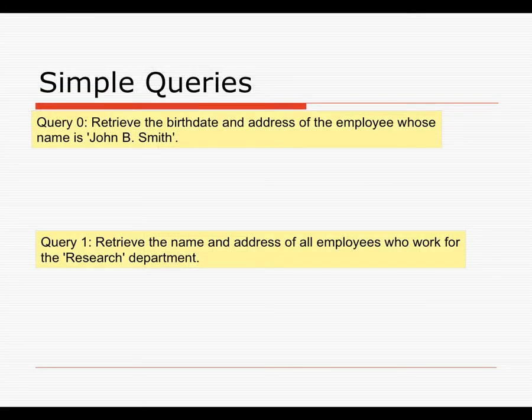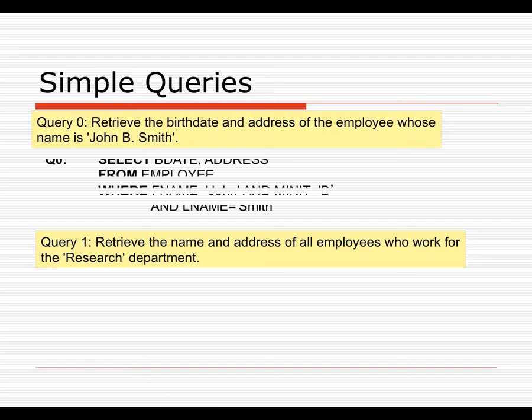If we're going to use that data and write some simple queries, the first one that I want to look at would be retrieving the birth date and address of the employee whose name is John Smith. In this example, you will be selecting from the list of attributes the birth date and the address from the employee table, where the first name is John, middle initial is B, and last name is Smith. Very clean, very straightforward. From an exam perspective, you're going to see a copy of the SQL and be asked what it is trying to do.